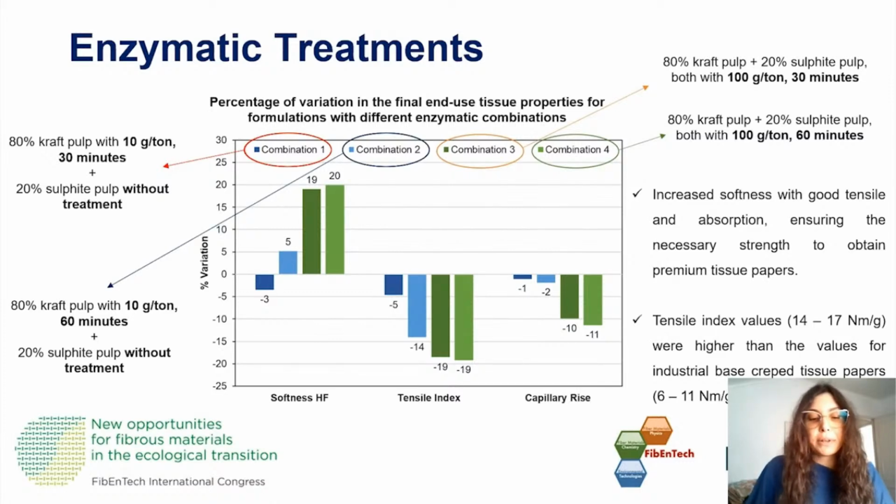The tensile index values of these combinations were higher than the values for commercial tissue papers like toilet papers. So, in this slide, we can see an example that hardwood pulps can be modified by a sustainable process to be used to produce tissue properties, allowing the reduction of softwood pulps in formulations.